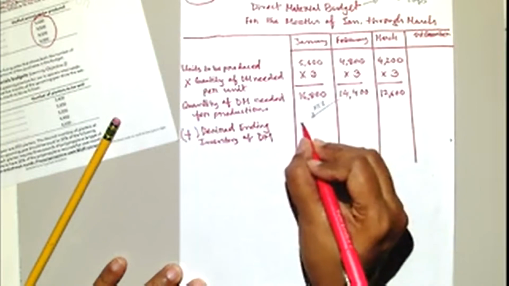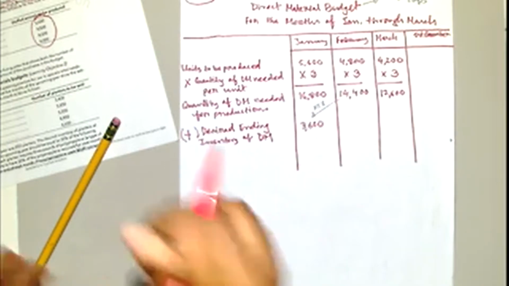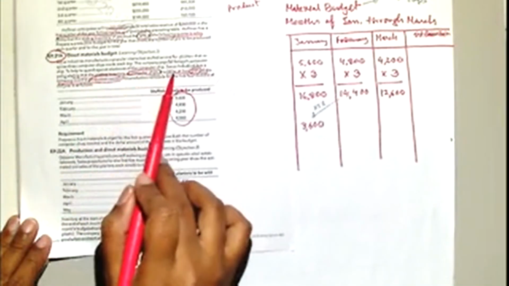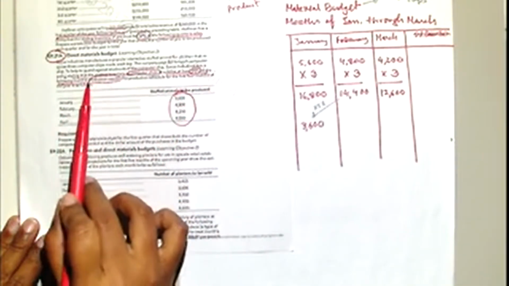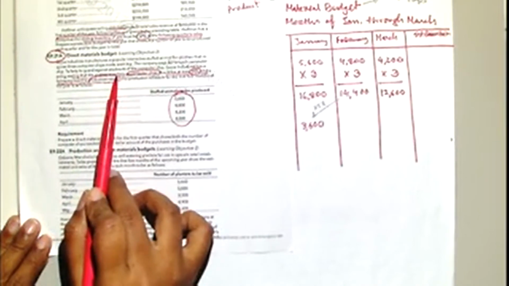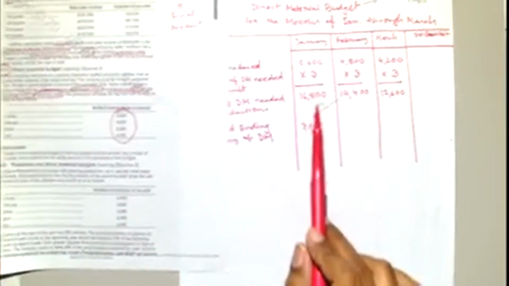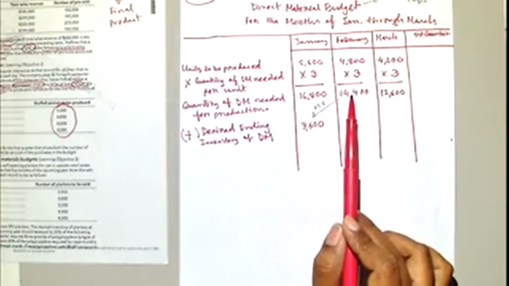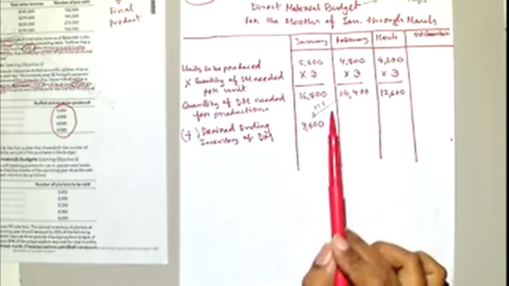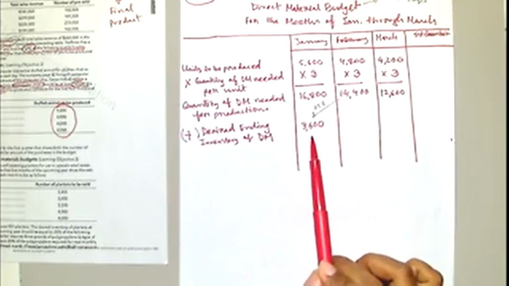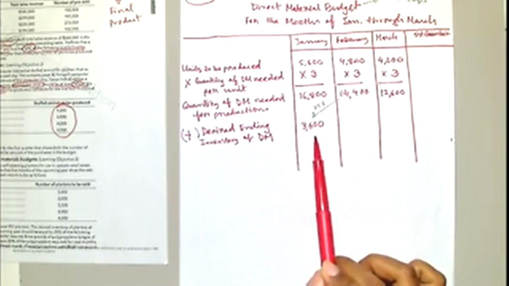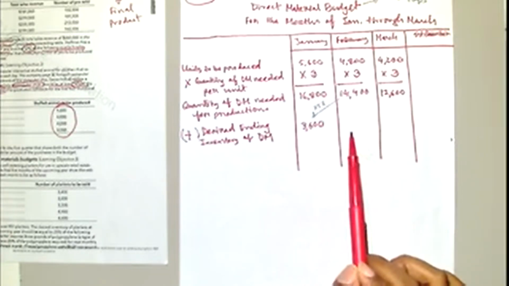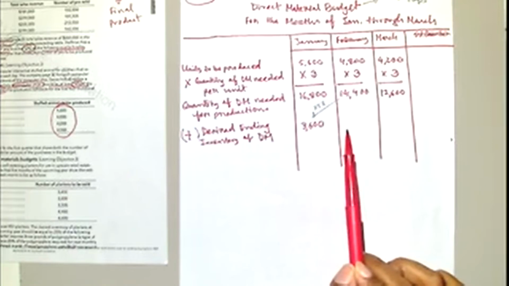So it's 3,600. I'm repeating. Their policy is here. They state that every month they're going to save 25% of the following month's production needs as ending inventory. That means when we are doing January's budget, we have to check what is February's production need. This is February's production need. So 25% of it they will save as January's ending inventory. Now, can you help me with February's ending inventory?